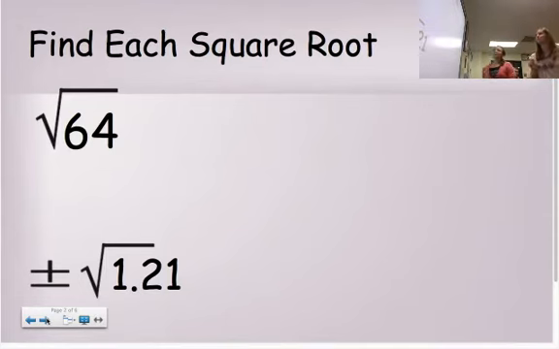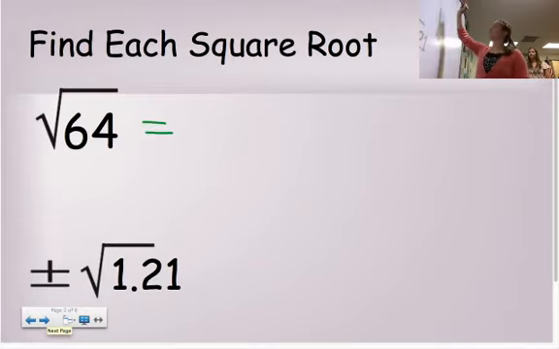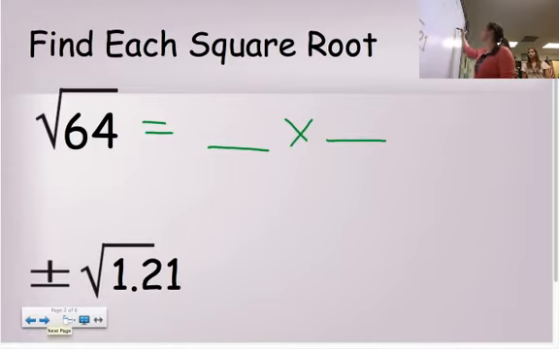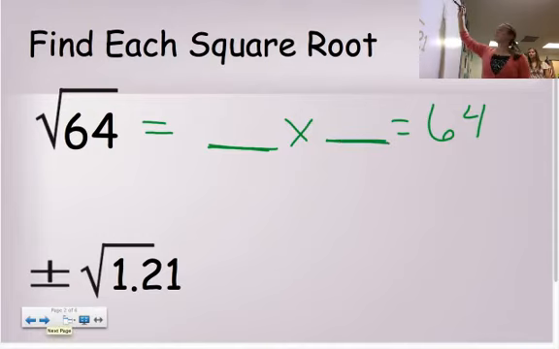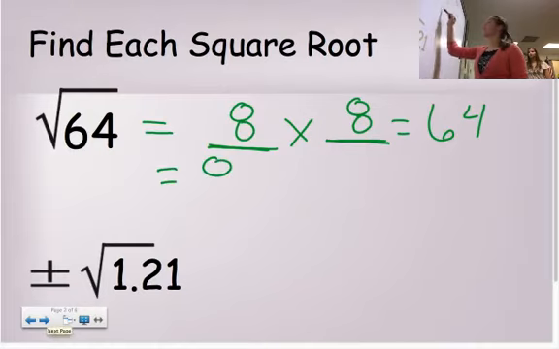Okay, so now we're finding square roots. What we need to do is find the opposite of, well, this 64 has been squared. So something times something equals 64, and this something right here needs to be the same thing. So we're looking for something that's been squared to equal 64. We can use our calculators when we're in class, but right now we know that 8 times 8 equals 64. So our answer is just 8.